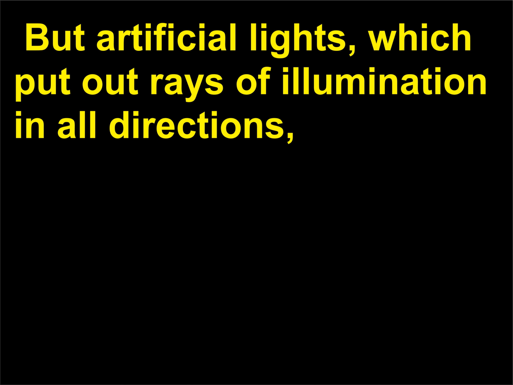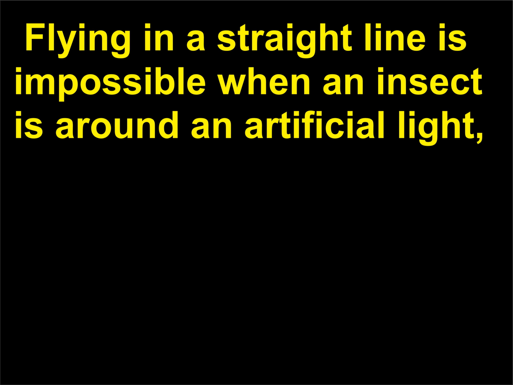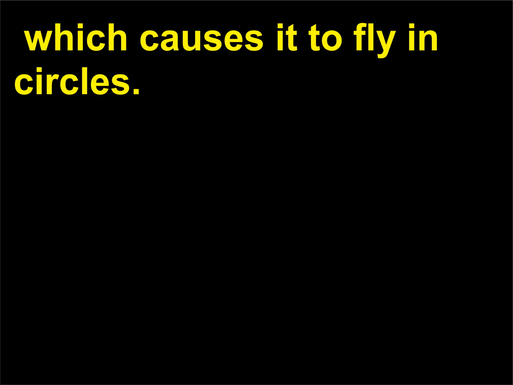But artificial lights, which put out rays of illumination in all directions, confuse this ancient navigational system. Flying in a straight line is impossible when an insect is around an artificial light, which causes it to fly in circles.